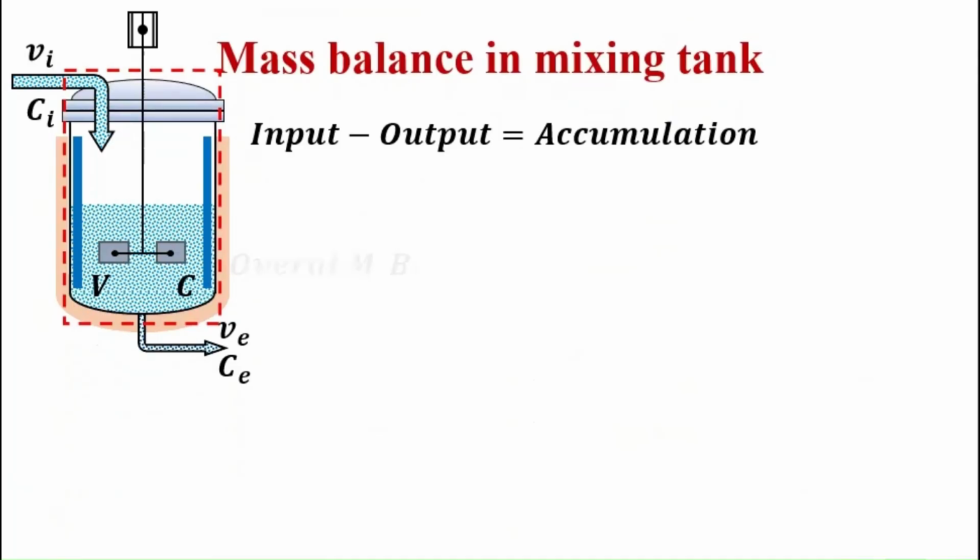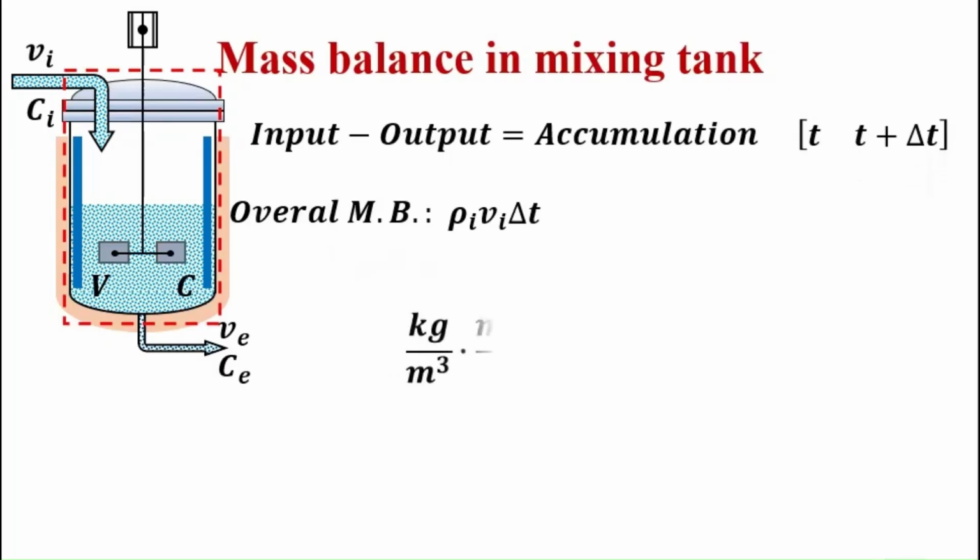We first perform an overall mass balance for the solution, meaning the mixture of solvent and salt, over the time interval from t to t plus delta t. The mass of solution entering the control volume during this interval is equal to the density of the inlet stream multiplied by its volumetric flow rate and by delta t. Multiplying density by volumetric flow rate yields mass flow rate, and multiplying by time gives the total mass entering the system. Similarly, the mass leaving the control volume is given by the outlet density multiplied by the outlet flow rate and the same time interval.